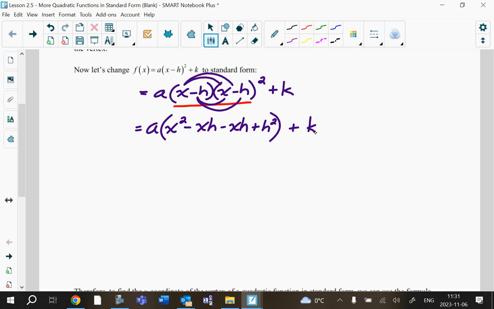Okay. Now I'm going to get rid of these parentheses by multiplying everything by a. Or actually, I'm going to simplify inside first. Because what's minus xh minus xh? You guys should know that. What's minus x minus x? Minus x minus x. Negative 1x, subtract 1x. Negative 2x, right? I didn't hear.